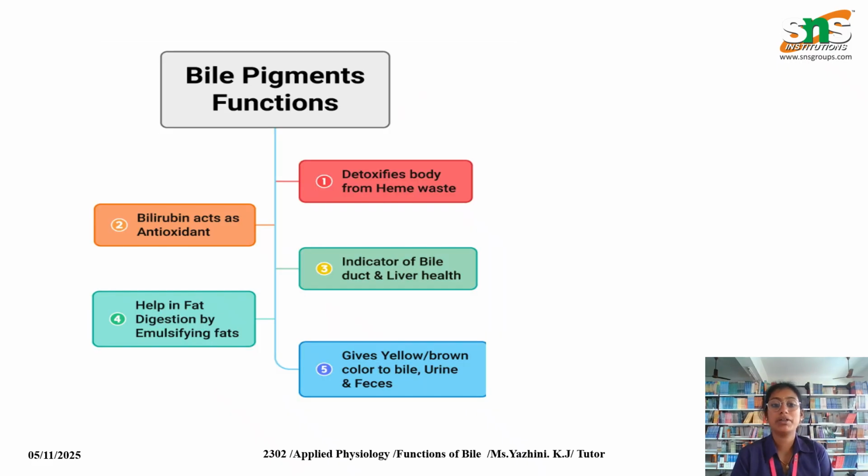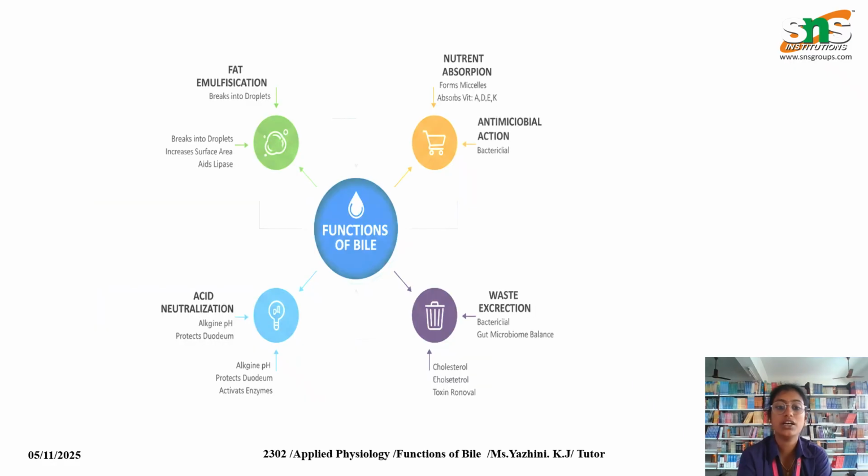This is about bile pigment functions. The pigments are helpful in detoxification, and when there is an issue like liver problems or bile duct problems, they may be helpful as indications. They also help in fat digestion, act as antioxidants and give a yellow brown color. When there is a problem, the color of the urine and the feces changes. Whatever we have seen, this is giving the mind map. The overall PPT is covered here.